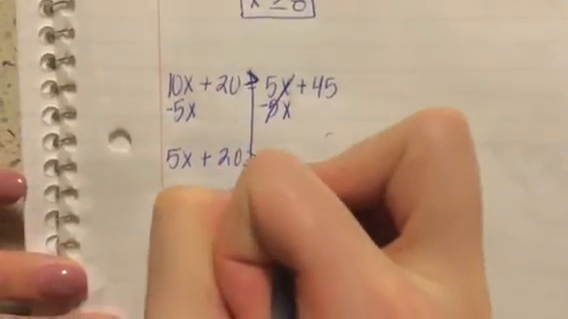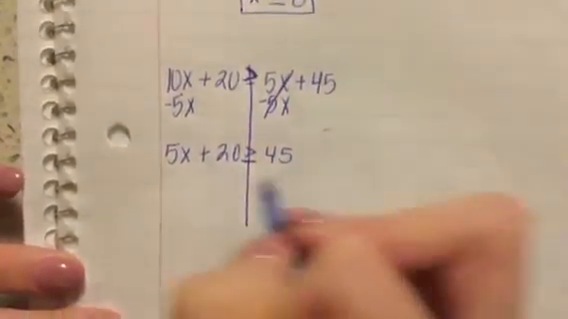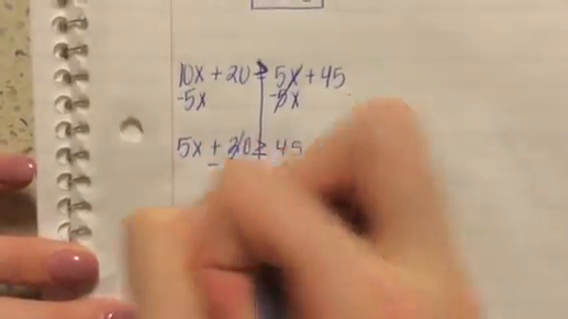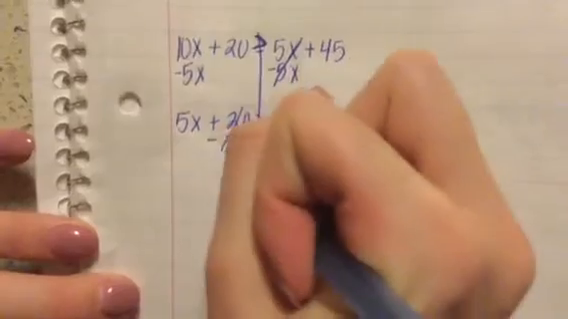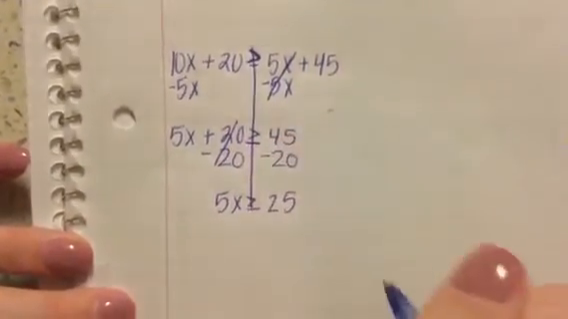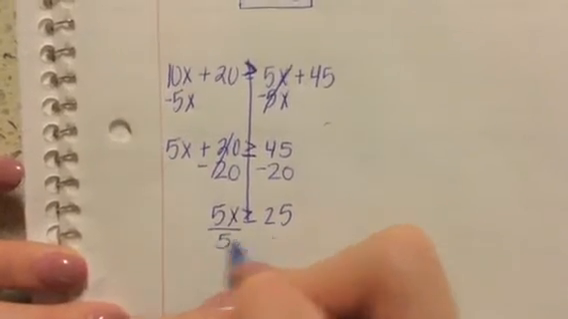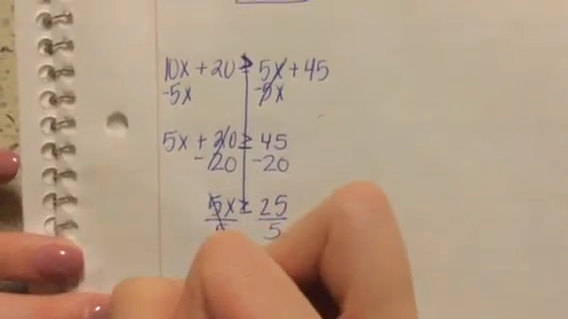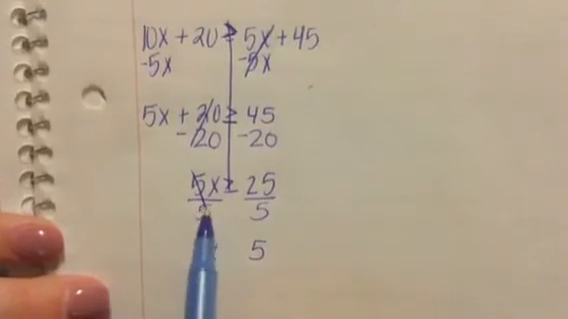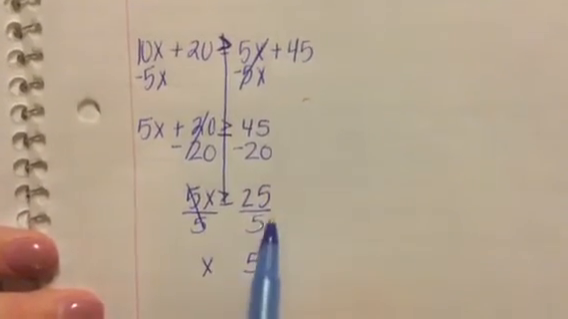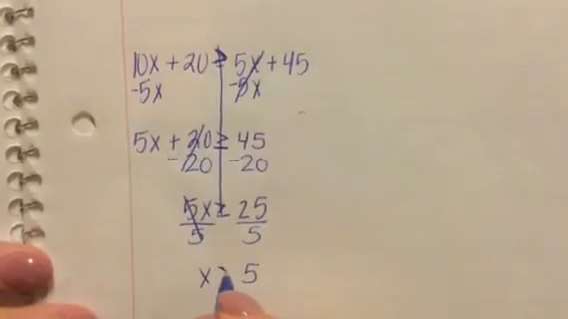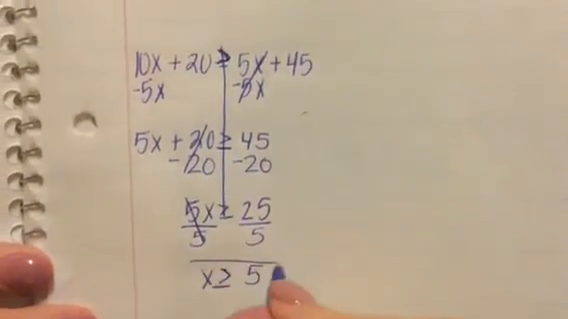My inequality sign, and my 45. I then need to take away 20 to do the opposite, and I'm left with 5x is greater than or equal to 25. My last step is to divide both sides by 5. 25 divided by 5 is 5, and I ask myself, if I divide by a positive, it stays, or if I divide by a negative, I flip it. So I'm going to keep this the same.